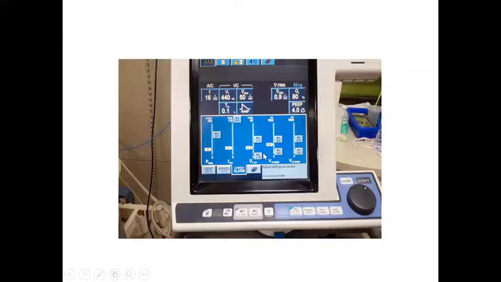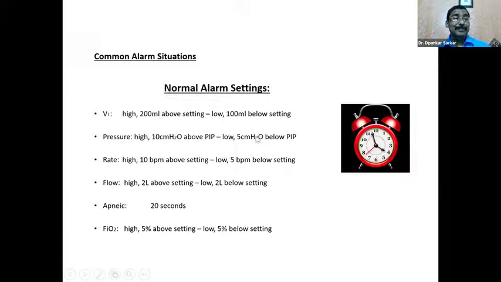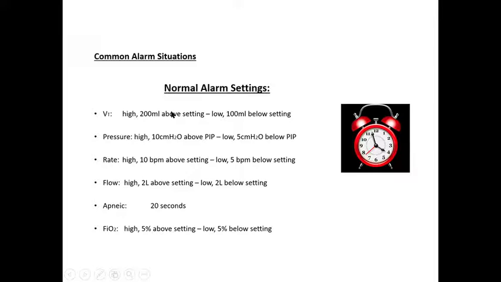Now, what are the normal alarm settings? Tidal volume: the high alarm at 200 ml above the setting. So if you set, for practical purposes, 400, the high alarm should be set at 600 and the low alarm should be set at 300.